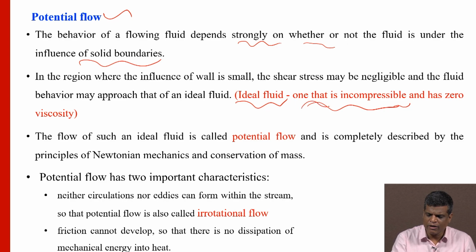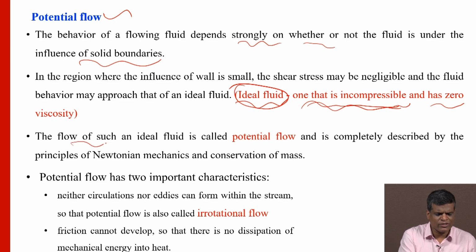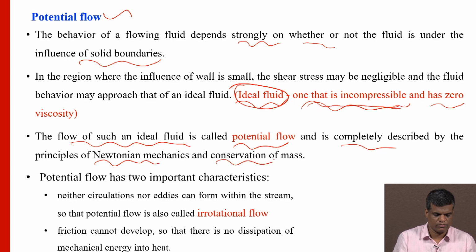It should be an incompressible fluid with zero viscosity, and we call that an ideal fluid, but normally an ideal fluid is not possible. We always say ideal gas, and in the same way here also. The flow of such an ideal fluid is always called a potential flow, and it is completely described by the principles of Newtonian mechanics and conservation of mass.